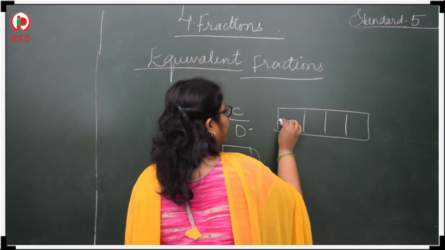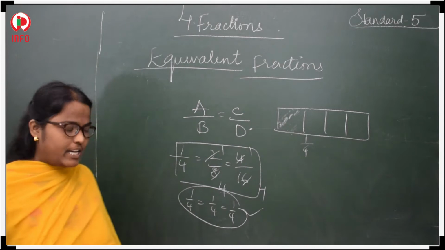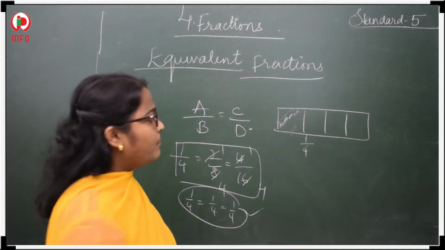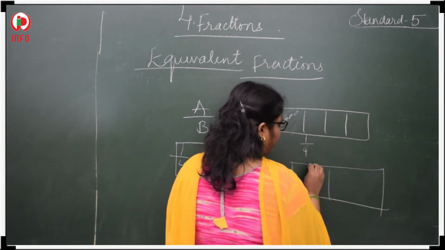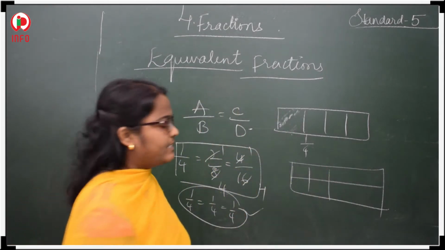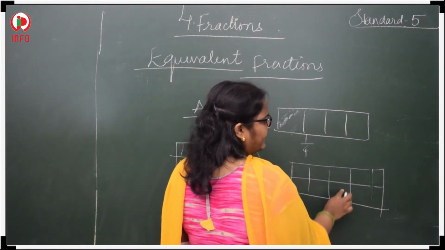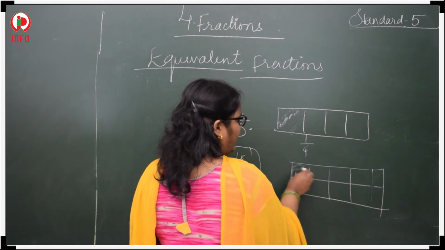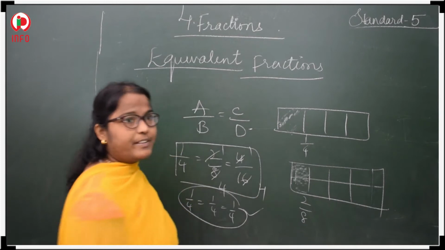1, 2, 3. So this is 1 by 4. The shaded part is 1 by 4. Next, you can go with 2 by 8. How much? 1, 2, 3, 4, 5, 6, 7, 8. So you should shade 2 by 8. What's the next one we are having, children?